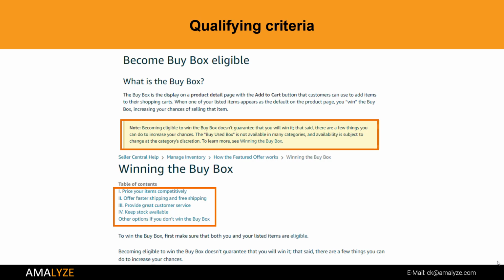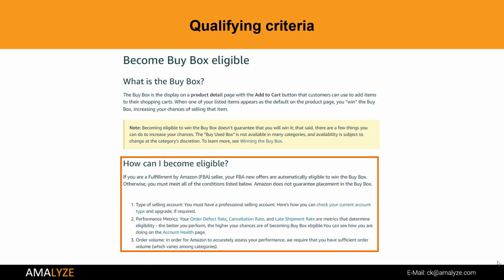We have done that, of course, and you will find a table of contents like price your items competitively, offer faster shipping and free shipping, provide great customer service. That is absolutely relevant, how fast you can answer the mails and other stuff, keep stock availability and other options. If you don't win the buy box, then you can directly go into that.